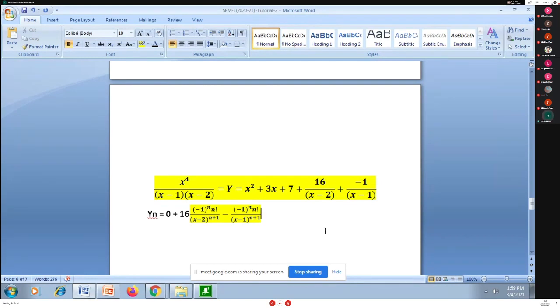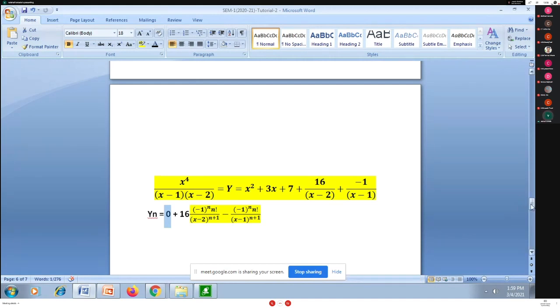Then I'll have y2 as 2 only. y3, y4, y5, y6 will become 0. Higher order derivative will be 0 for this quadratic polynomial. So that's why we are having nth derivative for this quadratic polynomial as 0. This is the way I have to go for. Yes, this I am expecting from you.